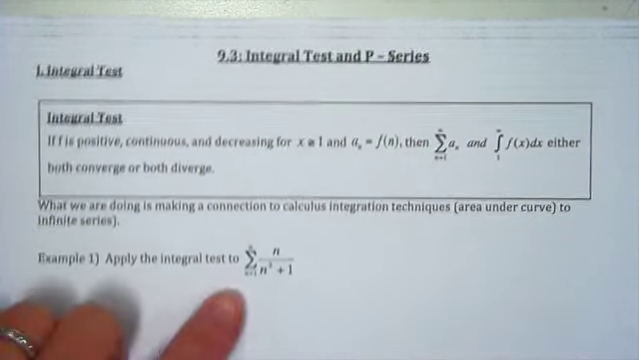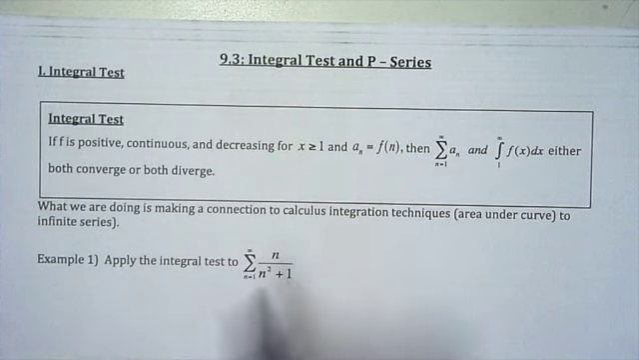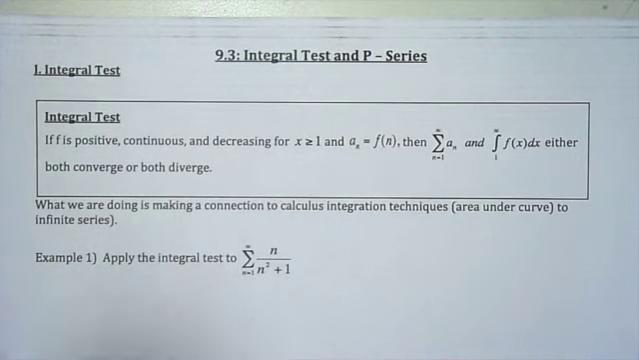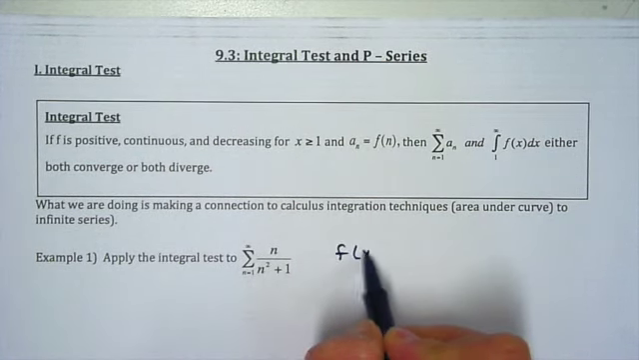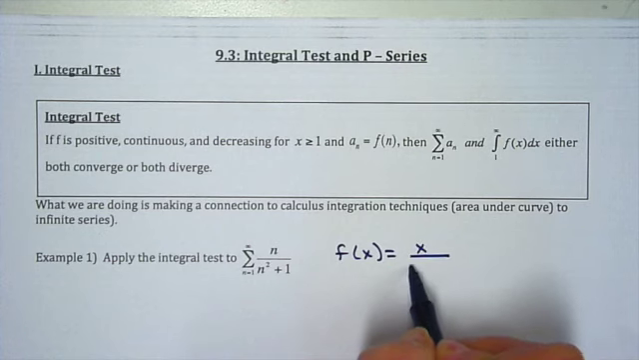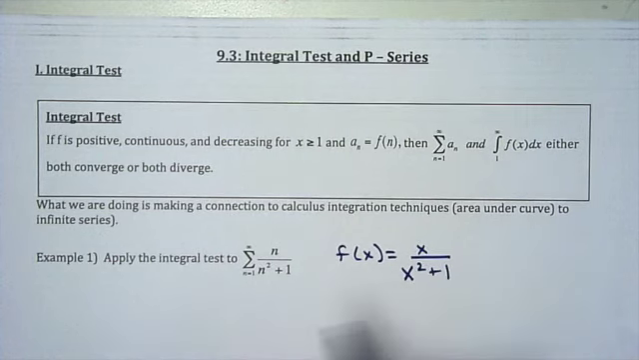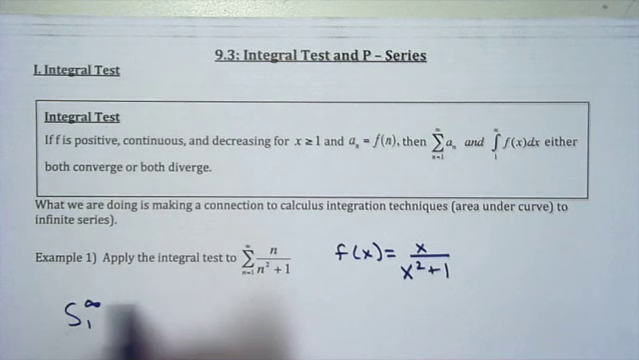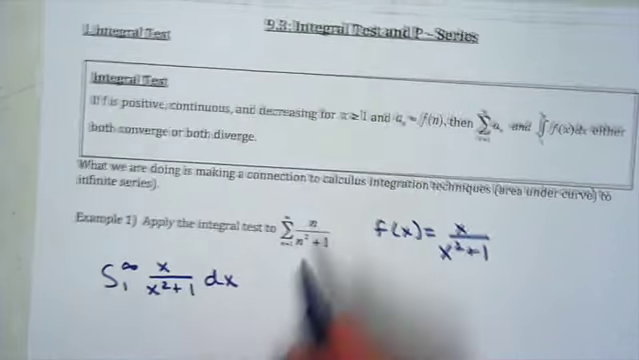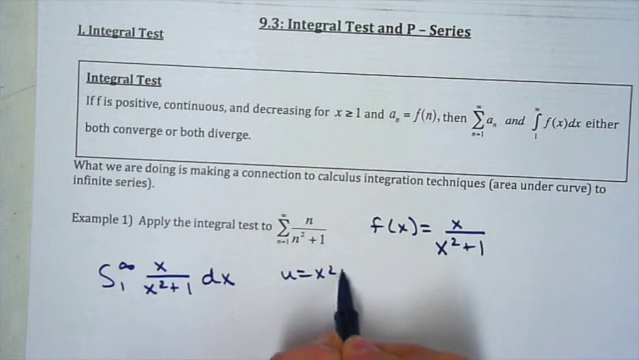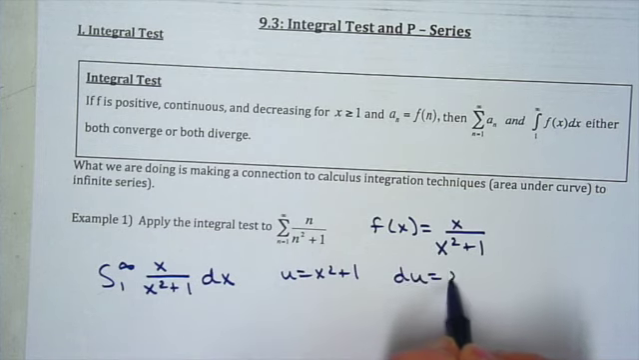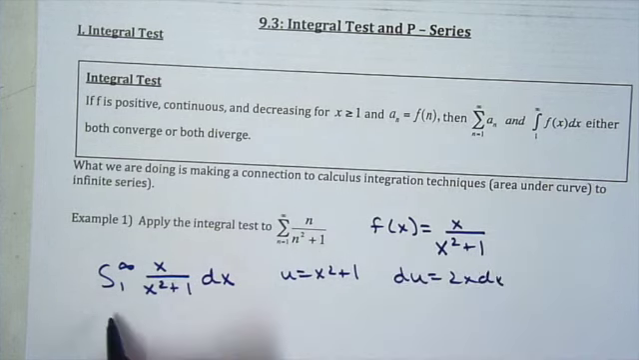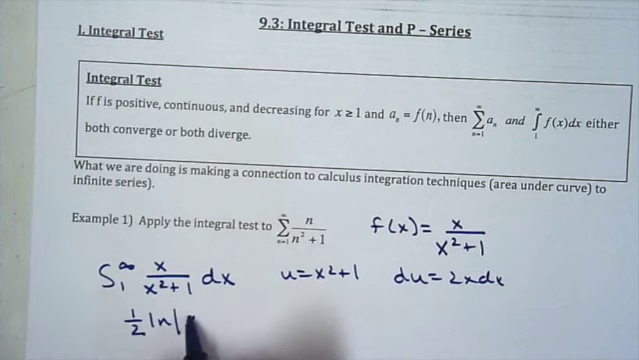So here's one example. What we're going to do is rewrite this series as a function. So we're going to let f of x be x over x squared plus 1, and we're going to go ahead and integrate this function. My u is going to be x squared plus 1. My du is 2x dx. I'm missing a 1/2, so it's going to be 1/2 natural log of x squared plus 1.